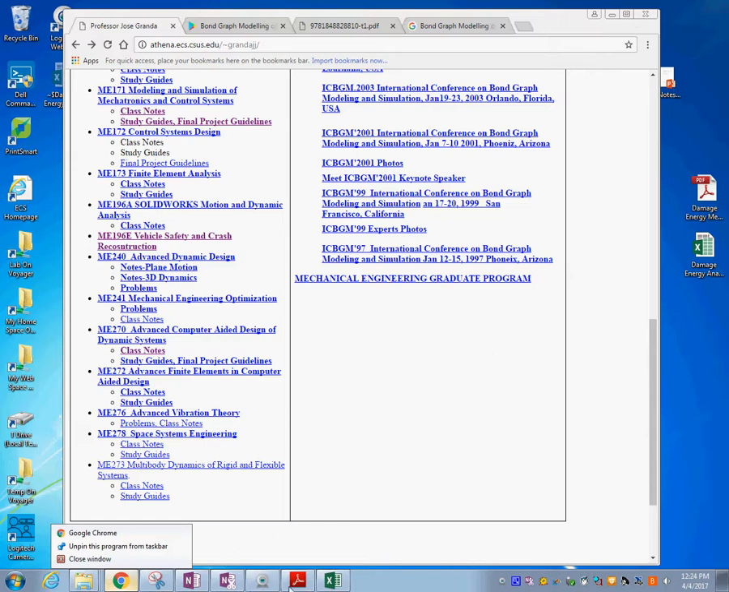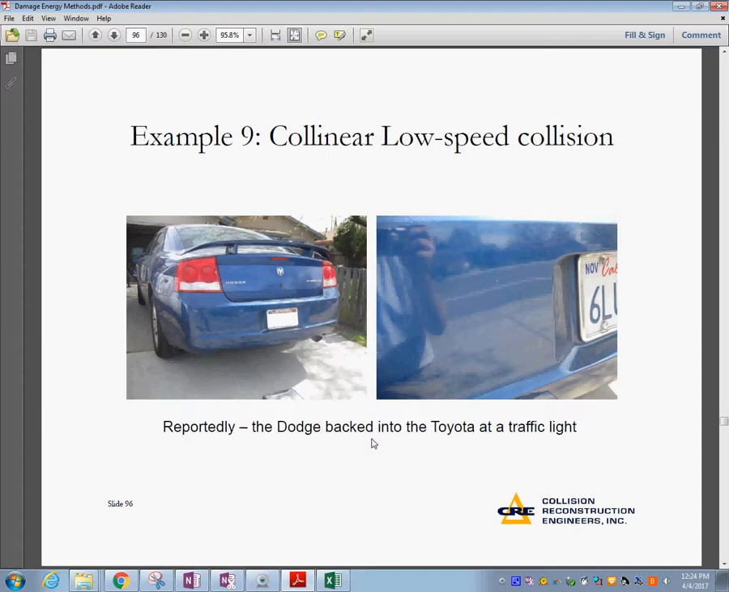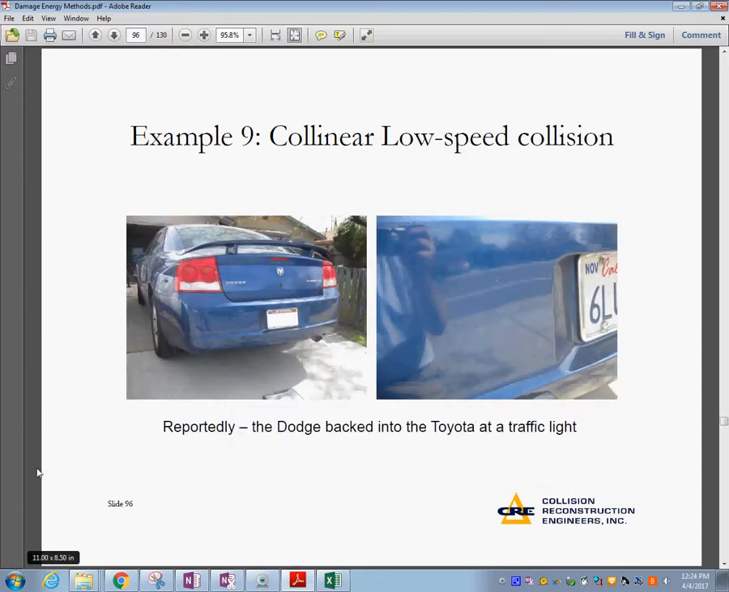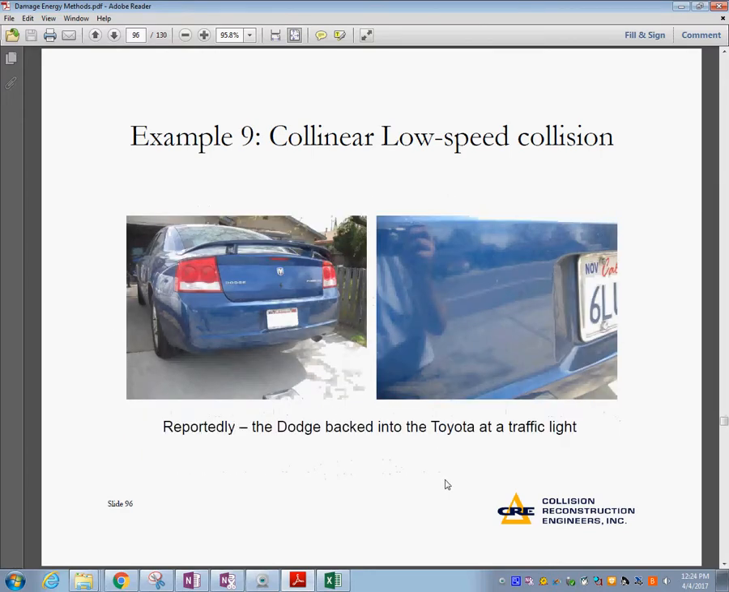Okay, let's go back to this. Okay, we have another low speed collision. So he is showing you here how to use the spreadsheet to calculate the delta V. Here would be also a low speed collision.